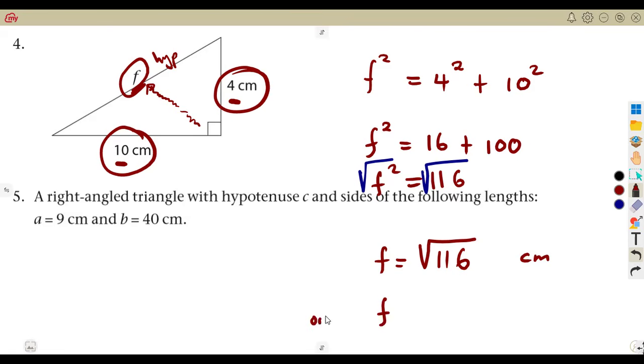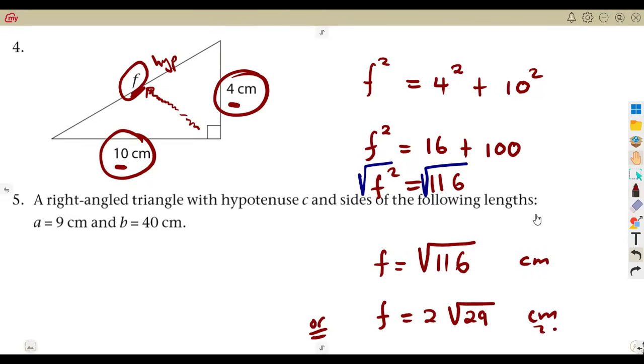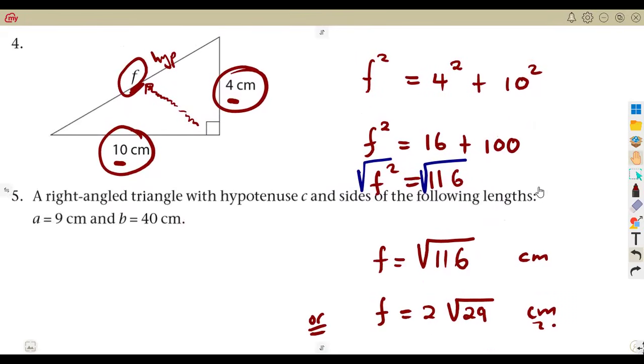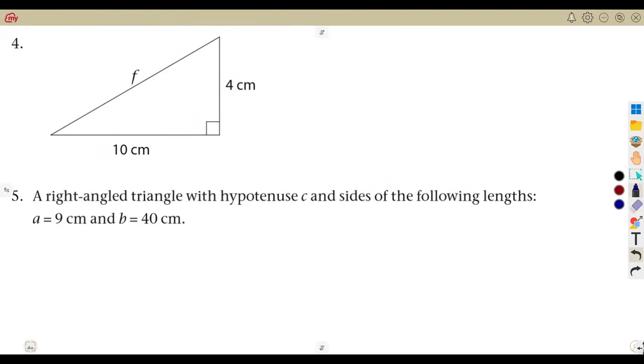or we can have it simplified, as we saw the square root of 116 gave us 2 square root of 29 from our calculator. So we can also have it that way. We cannot have it as an exact value, so you have to follow the instruction. Maybe you're given 2 decimal places, meaning you can use your calculator, have it as a decimal, then round off. But in this case, they said for any length that we cannot simplify, we are supposed to give our answer in surd form. All right, so that was it on question number 4.